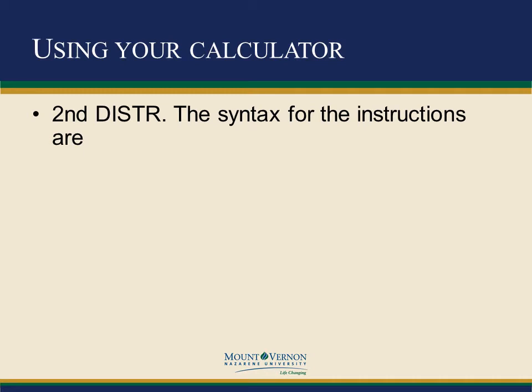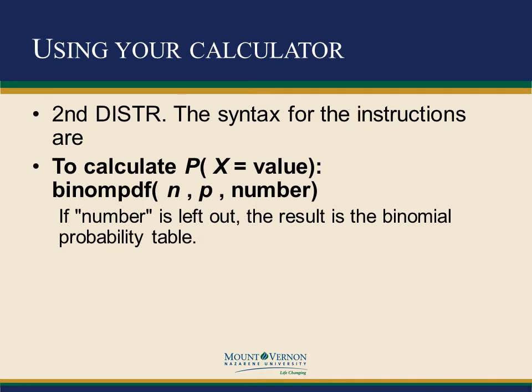You're going to use the second distribution key. And to calculate the probability that a particular binomial random variable equals a single value, use the binom PDF function. And the syntax is binom PDF, open parenthesis, n, comma, p, comma, number, close parenthesis, where n is the number of trials in your binomial random variable, p is the probability of success for each individual trial, and number is the number of successes that you are computing.